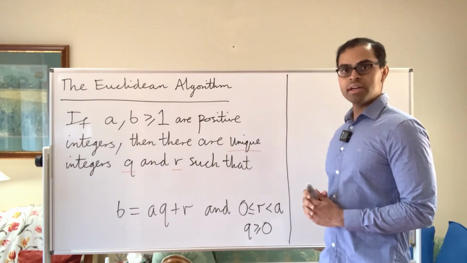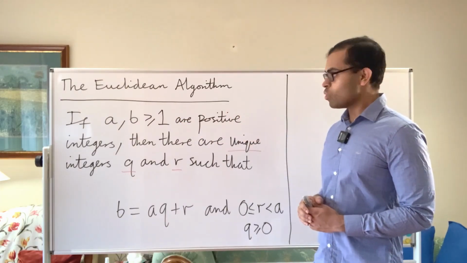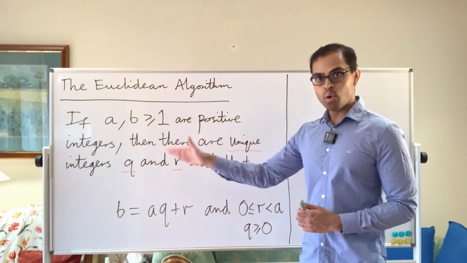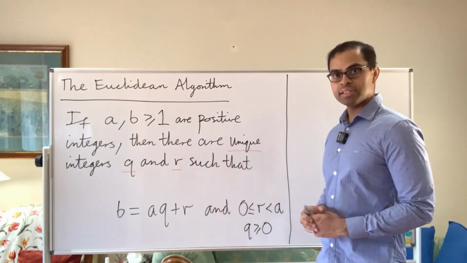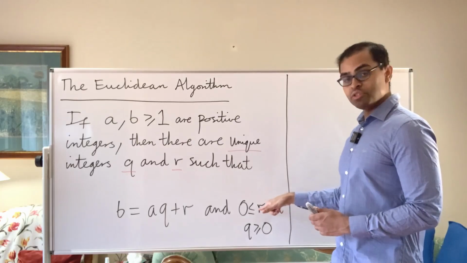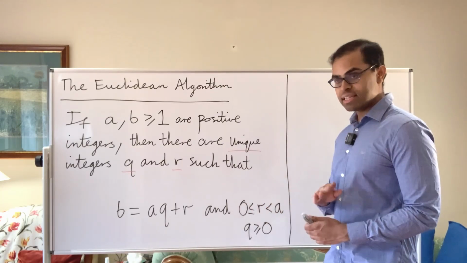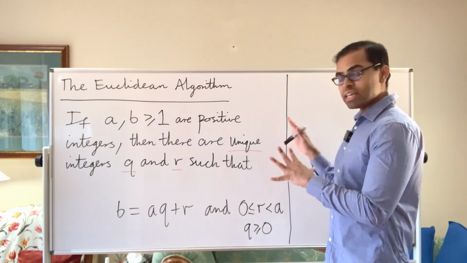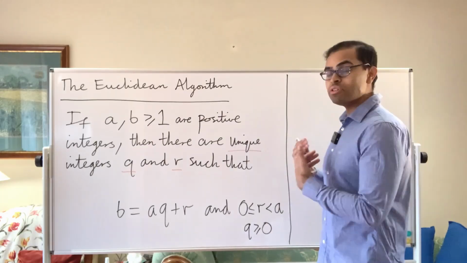The Euclidean algorithm states that if a, b are positive integers, so they're at least 1, then there are unique integers q and r, which we call the quotient and the remainder, such that b is equal to aq plus r, where the remainder is between 0 and a. It could be 0, but it's not equal to a, it's less than a, and the quotient is some number at least 0. So this is the precise statement, and I'm going to be very precise in this video to talk to you about how to construct a proof.